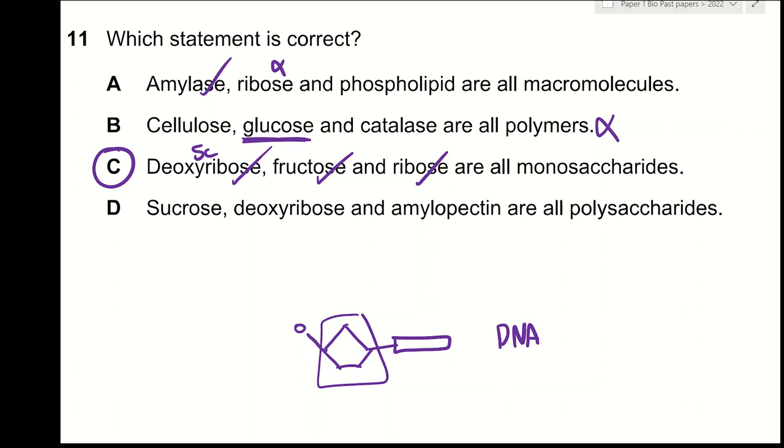Now for D, sucrose, deoxyribose, and amylopectin are all polysaccharides. Now, sucrose is a disaccharide, therefore it's incorrect, and the answer is going to be C.